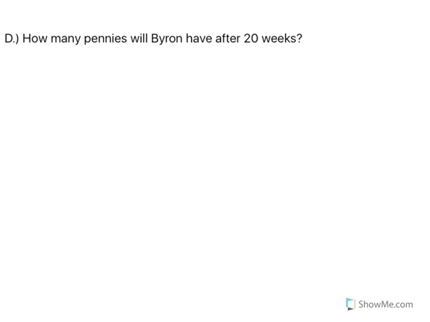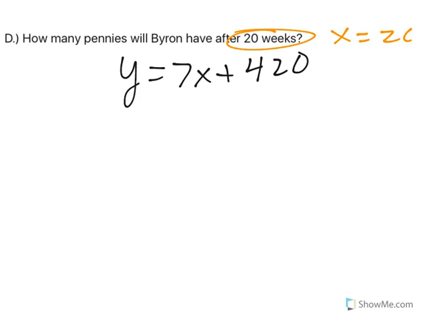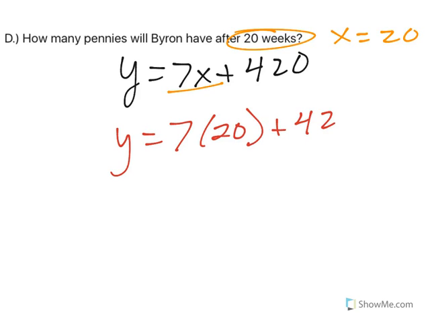So when we look at letter D, how many pennies will Byron have after 20 weeks? Well, our formula is y equals 7x plus 420. And 20 weeks, that means x equals 20. Because remember, it's 7 pennies per week. That's why x is the number of weeks. So I plug it in. Y equals 7 times 20 weeks plus 420.